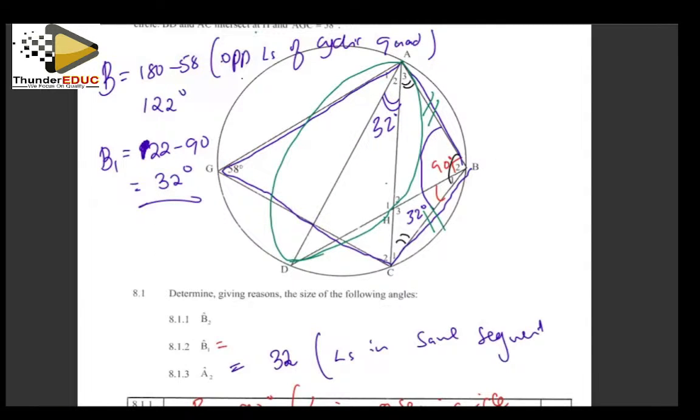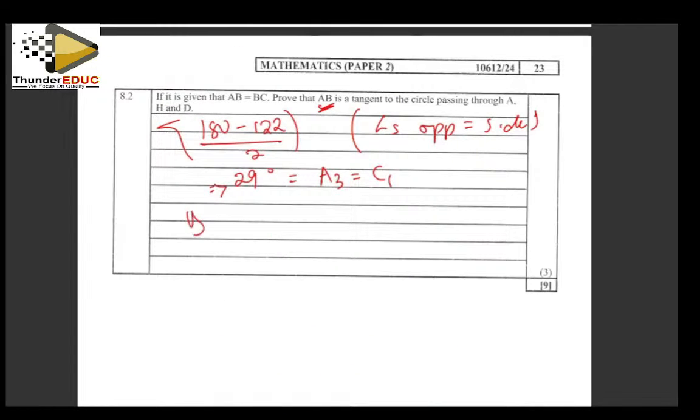Now let me use this 29 to find this angle here, D. Because now my focus is on this big triangle, ABD. Let me get the angles in the triangle. This is a 90, remember? This is 32 and 29, which gives me a 61. So D is going to be 90 minus 61, which is 29. Now, since our A3 is the same as D, therefore AB is a tangent.